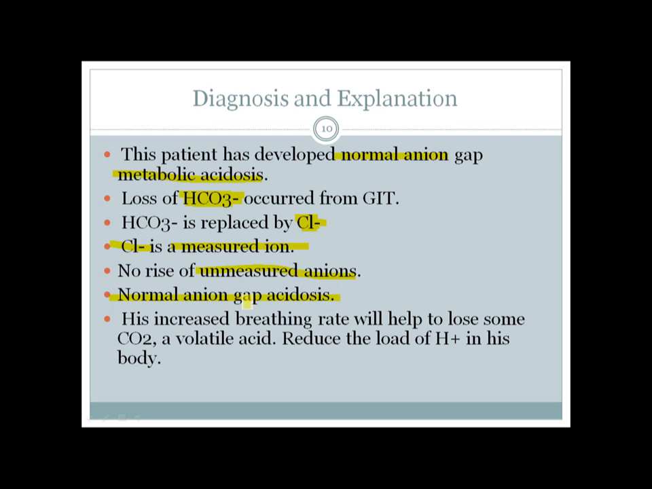As you have more acid in your blood, you want to lose some acid through your lungs. You do that by exhaling a volatile acid like carbon dioxide. So you want to increase the breathing rate to increase the rate of excretion of acids. This is the mechanism by which you can explain the increased breathing rate.